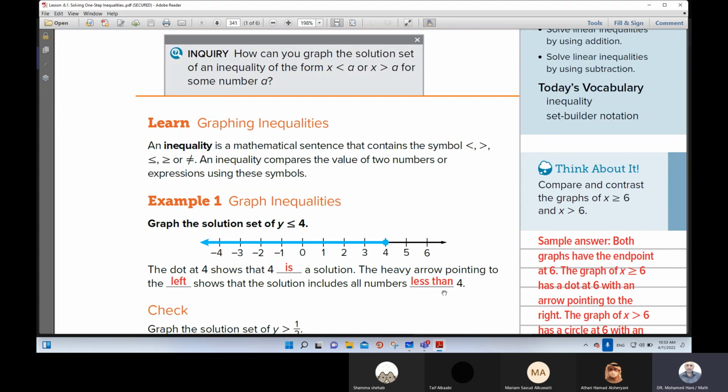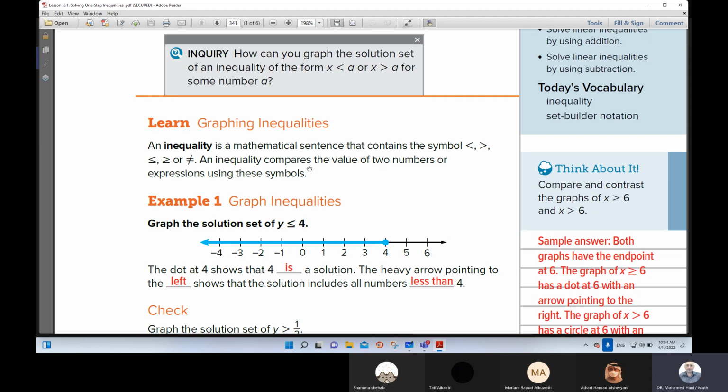So the first idea, graphing inequalities. What's the meaning of the inequality? An inequality is a mathematical sentence that contains the symbol less than, greater than, less than or equal, greater than or equal, or doesn't equal.